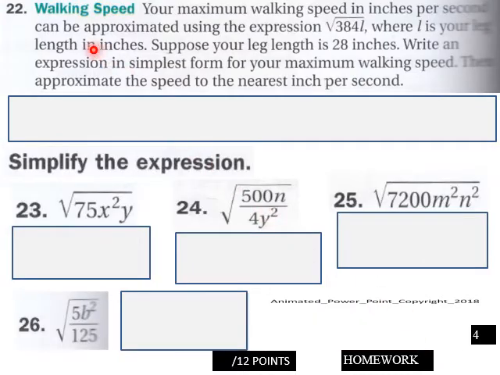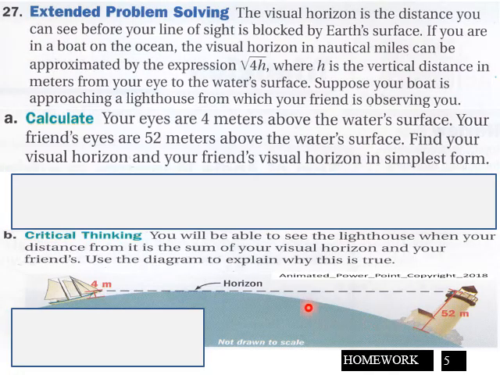Page 4, you got a word problem up here, walking speed. Remember that? I think we did that in our classwork, so just remember your classwork. And then down here, simplify these expressions using rules of radicals. 12 points here, page 4.